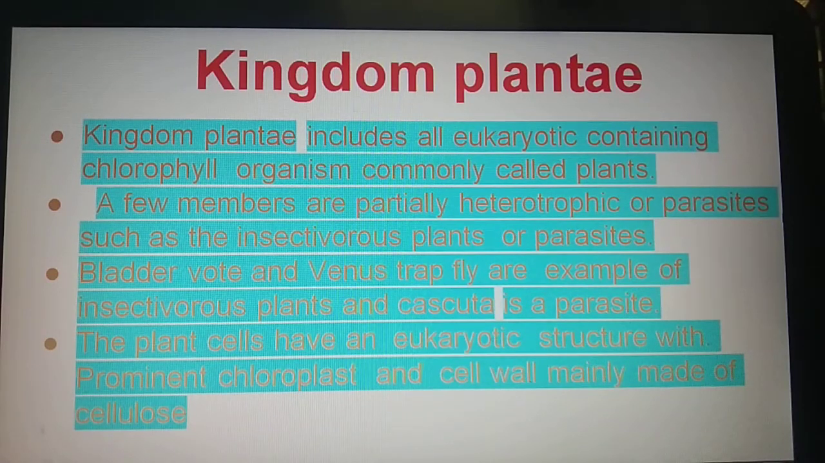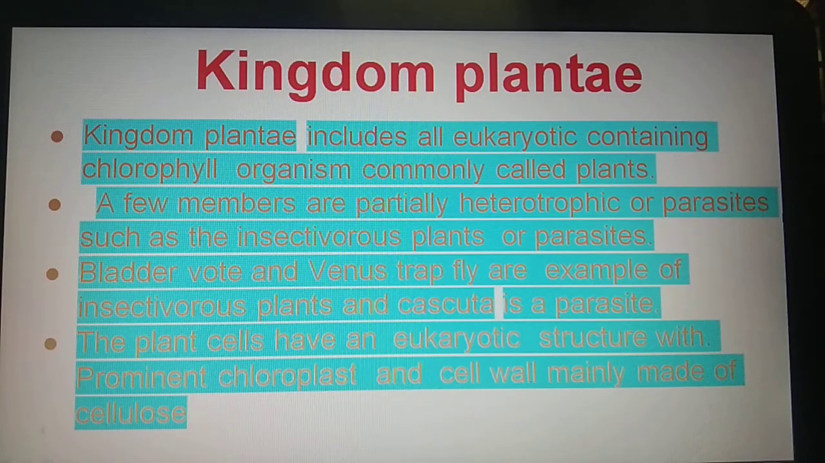Parasites are not able to produce the food themselves, or they are completely dependent on other organisms for food and shelter. Now students, the next one is bladderwort and Venus flytrap. These are the examples of insectivorous plants. And what is the example of parasite, students? It is cuscuta. You would have surely seen cuscuta nearby to your house, and if not, you should surely see it.